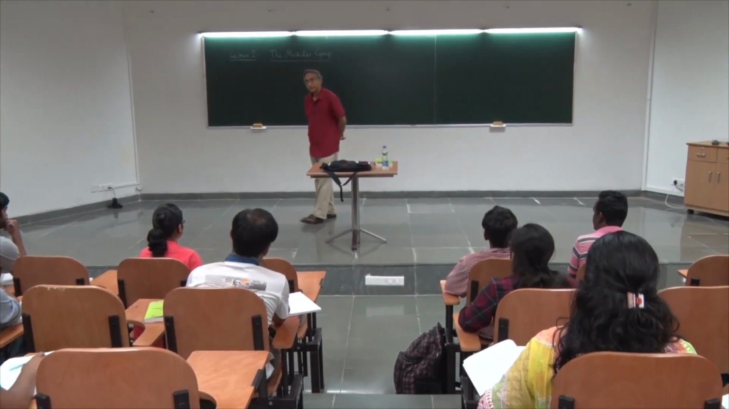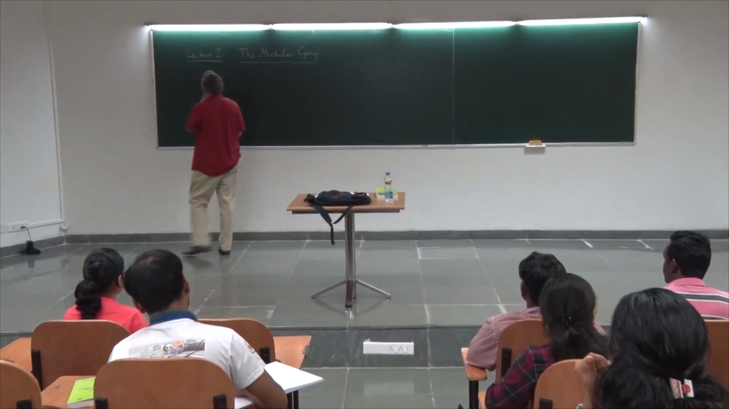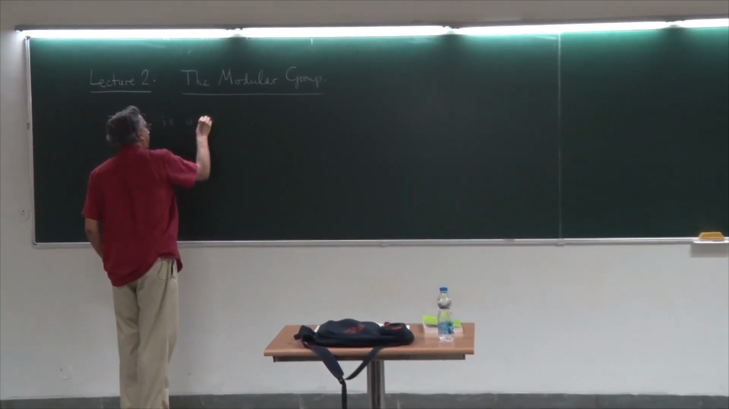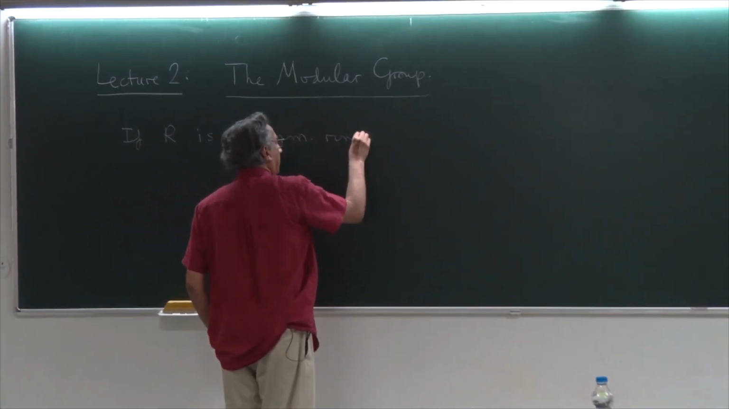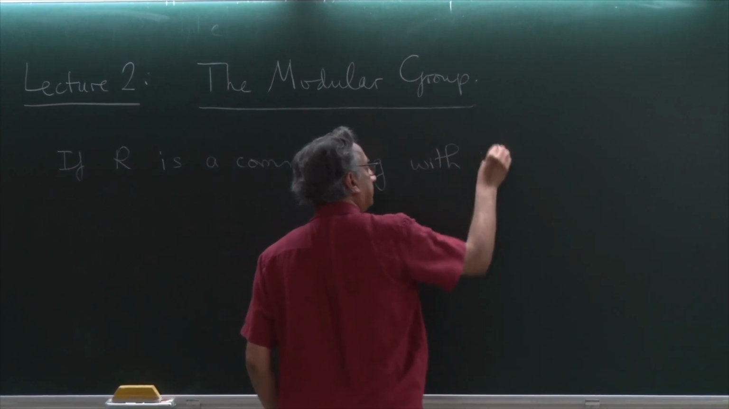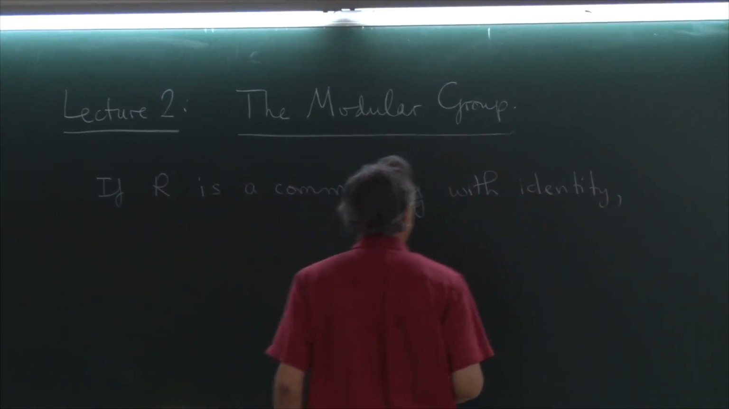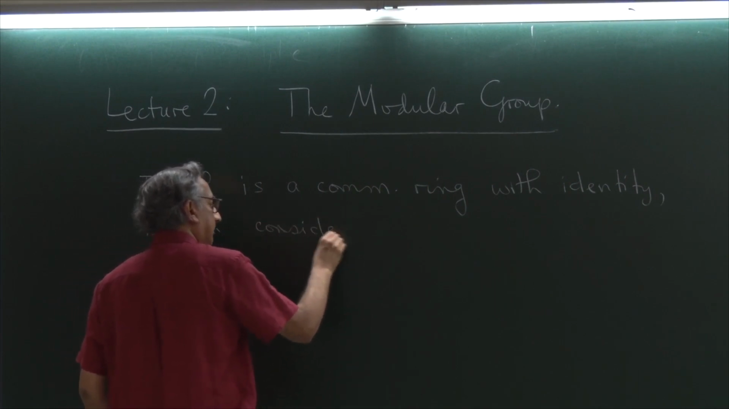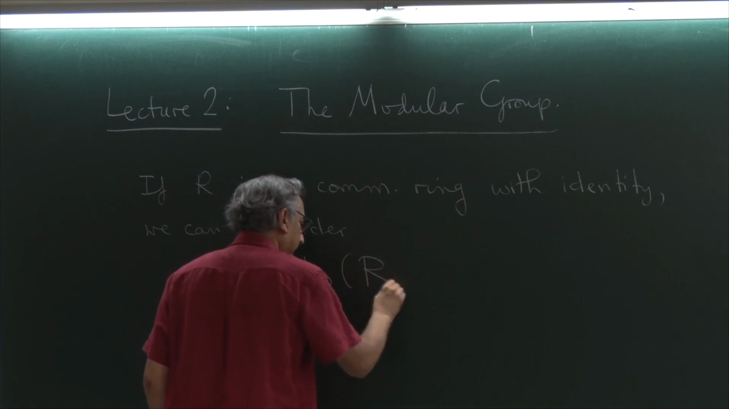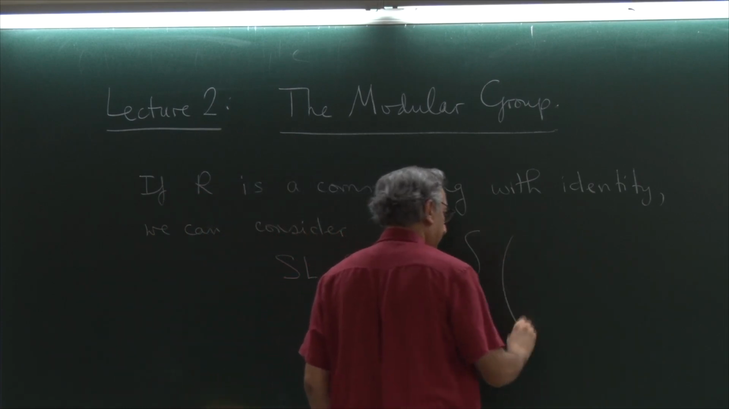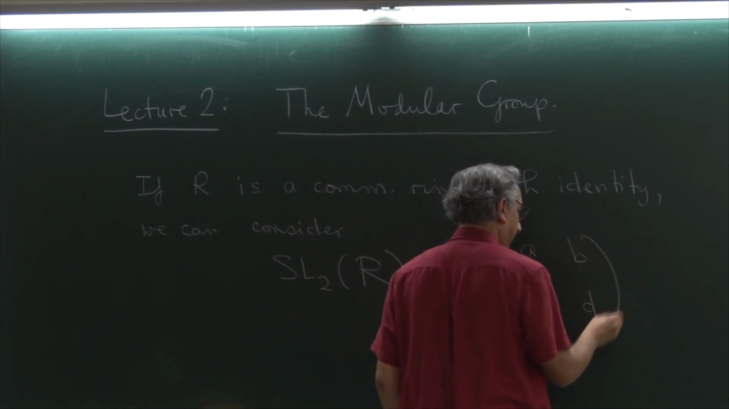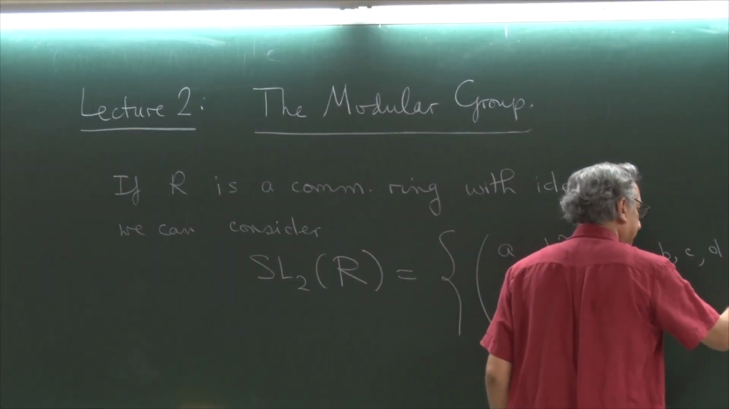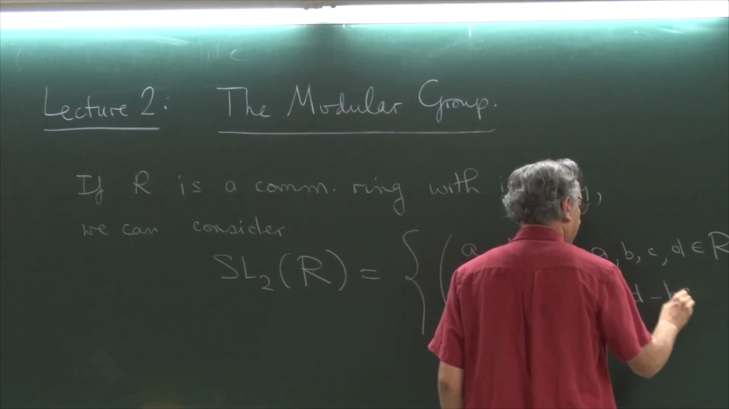So today the lecture will be focusing on the modular group. A general remark: if R is a commutative ring with identity, we can consider SL2R to be the collection of matrices A, B, C, D with the property that A, B, C, and D are in my ring, and the determinant AD minus BC is the identity element.